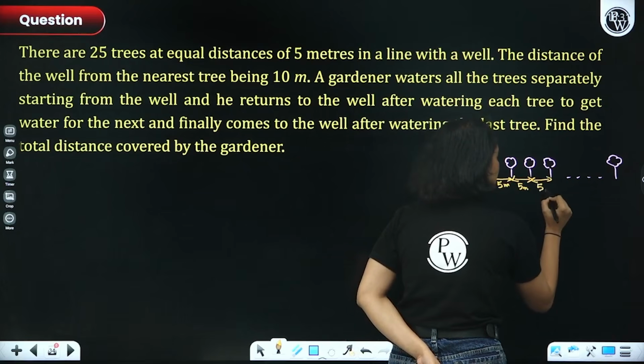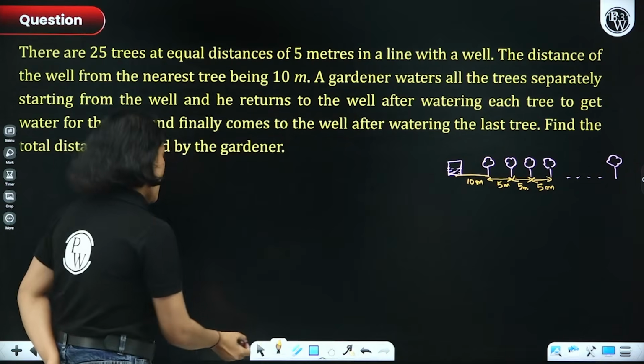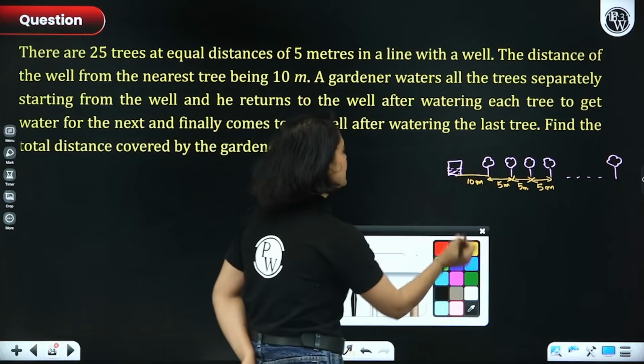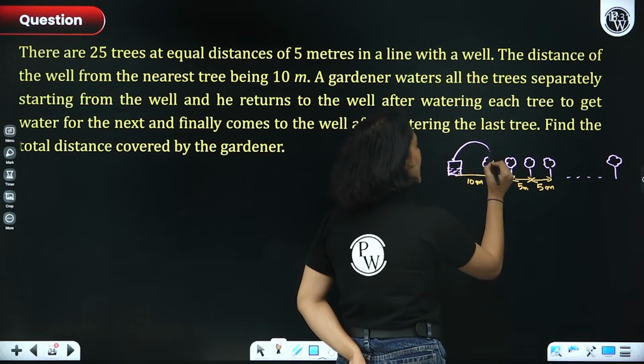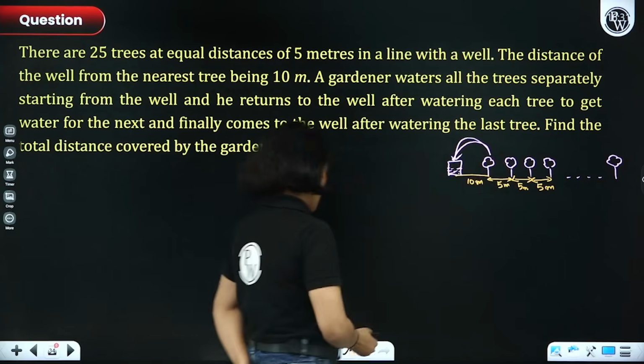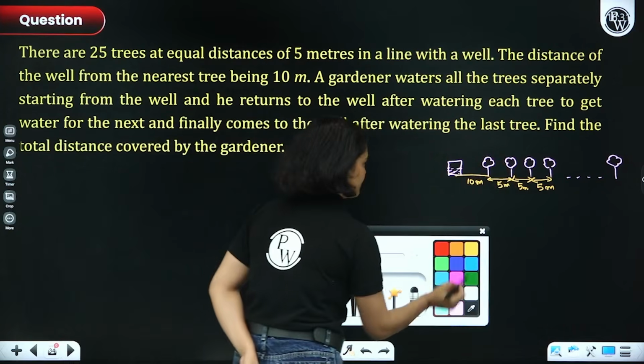Now, what is happening? We have a gardener, and the gardener is watering the trees. How is he watering the trees, everyone? He starts from the well, he goes to the tree he has to water, and then he comes back again. So, basically, think about it in this sense, everyone.